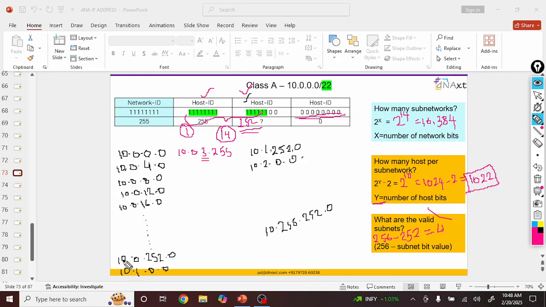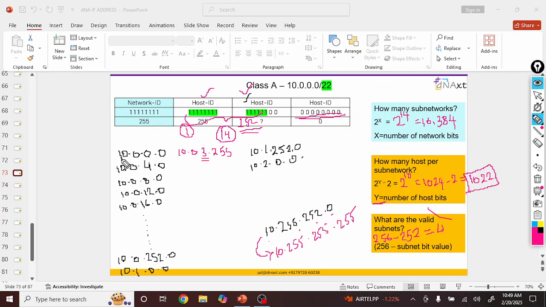Here we will get 10.0.255.255, then 10.1.3.255. Here 10.255.255.255 will be the broadcast ID, the broadcast ID for the last subnet.